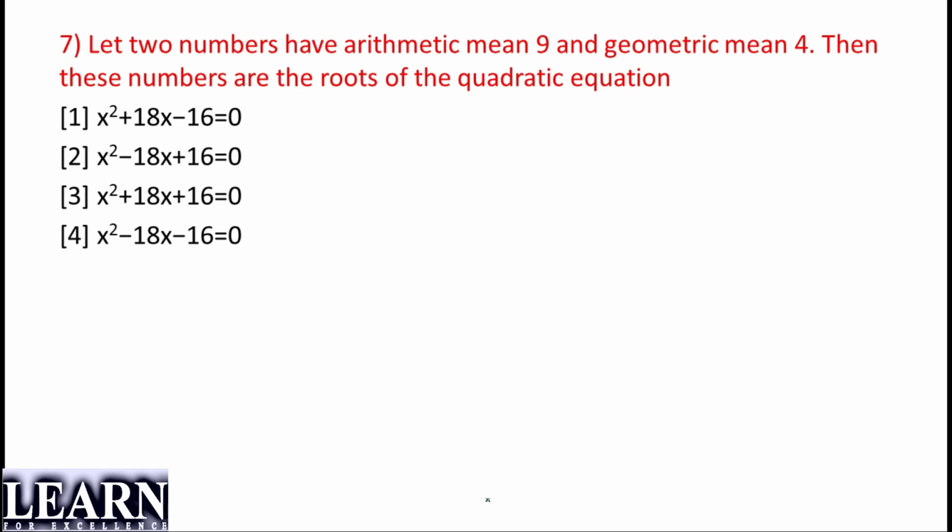Let two numbers have arithmetic mean of 9 and geometric mean of 4. Then these numbers are the roots of the quadratic equation. Now look at the question here. Look at the answer options here. Here they have given all the similar values. All the values in 4 options are similar. It means we need not check with the actual values. We just need to check with the sign. So plus minus, minus plus, plus plus and minus minus. So we need to check what is the exact sign.